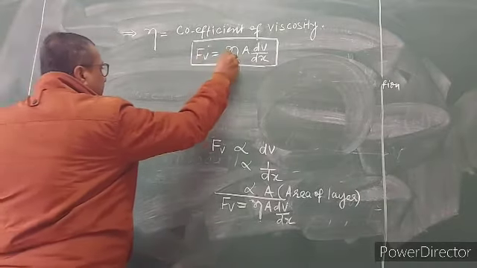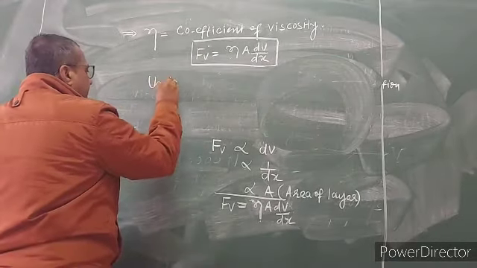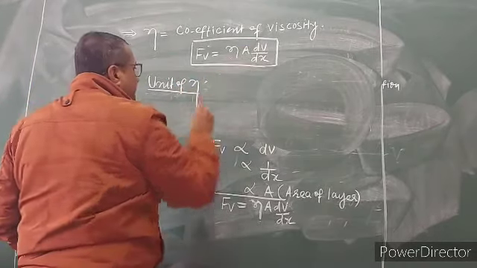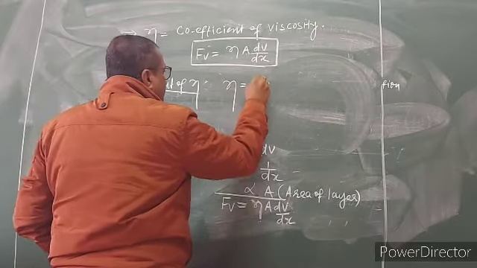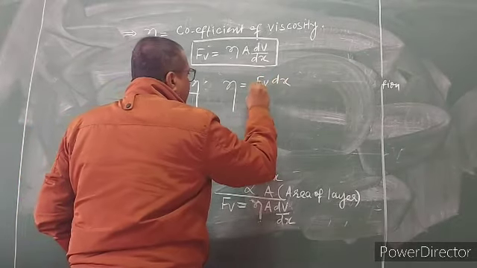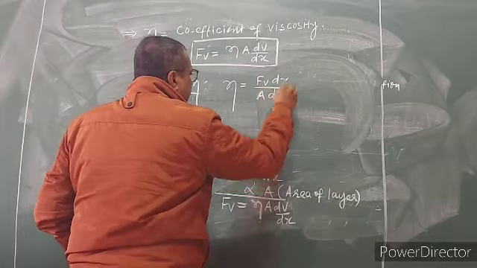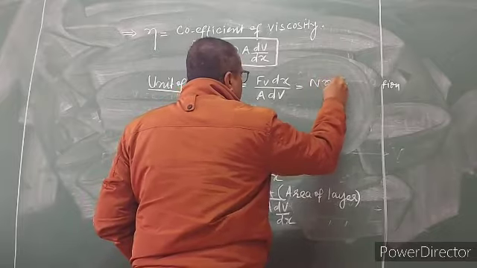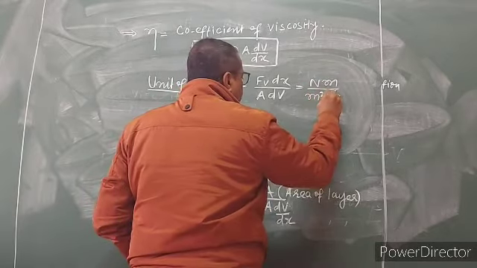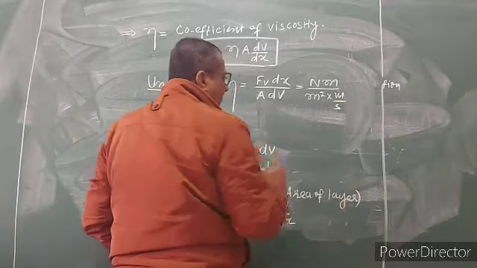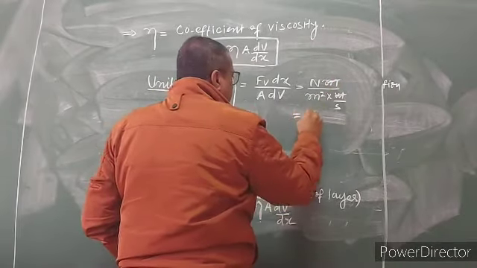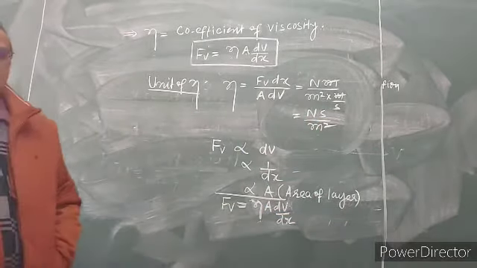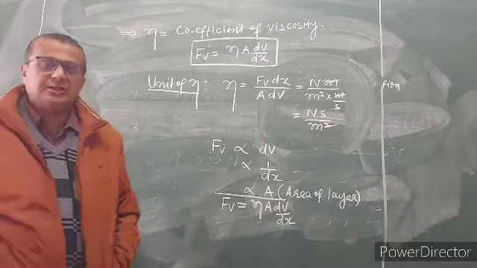Now, you can find the unit of eta. The SI unit: eta equals F dx by A dv, that is Newton meter divided by meter square into meter per second. This will be cancelled, so this will be equal to Newton second per meter square. I think clear?